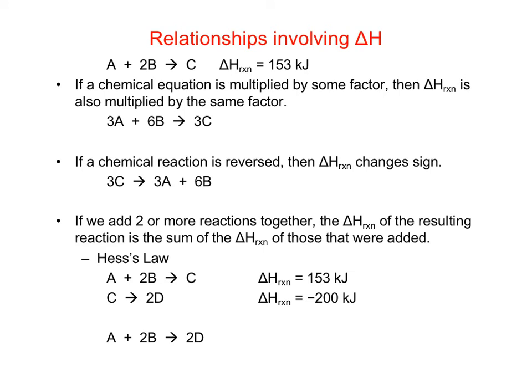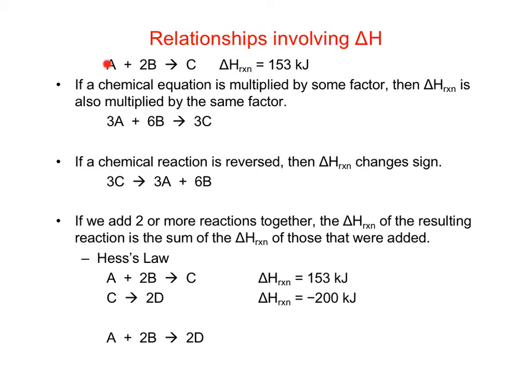Now there are some other relationships involving delta H and similar reactions that we want to talk about. If a chemical reaction is multiplied by some factor, and usually it's going to be an integer, then to get the delta H for the new reaction, we just multiply it by the same factor.